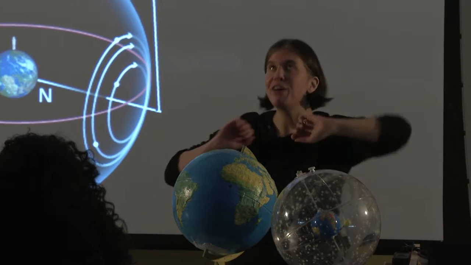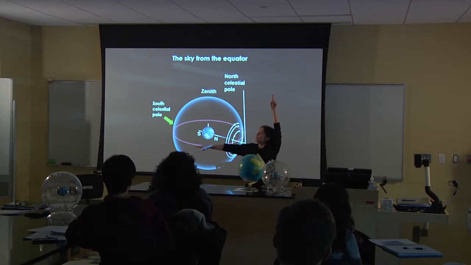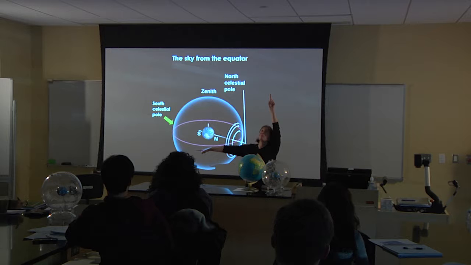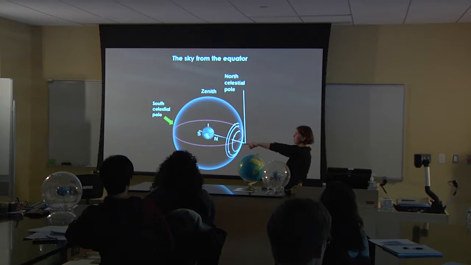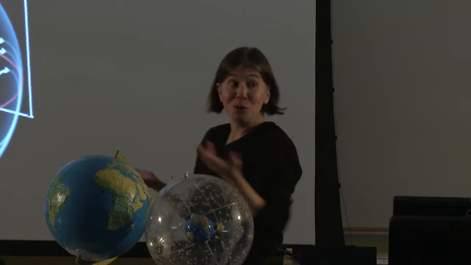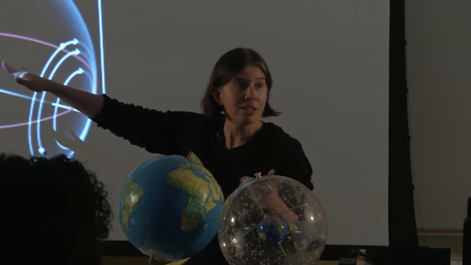All right, so if Polaris was over my head when I was standing on the North Pole, how many degrees is it off the horizon? 90, okay. Now if I'm at the equator and Polaris is on the horizon, how many degrees is it off the horizon? 0. Do you notice a trend there? Wherever you are on the Earth, whatever your latitude is, that's how high Polaris is.